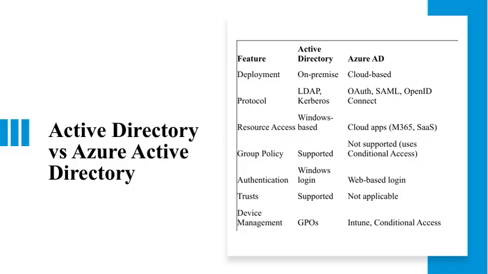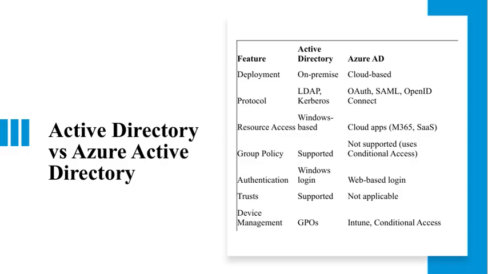In terms of resource access, Active Directory mainly manages Windows-based resources, such as file shares and printers. Azure AD, on the other hand, is designed to handle access to cloud applications like Microsoft 365 and various SaaS solutions. Regarding group policies, Active Directory supports group policy objects, which allow centralized management of user and device settings within a Windows environment. Azure AD doesn't support group policy directly, but uses conditional access policies to control access based on various conditions, enhancing security in cloud scenarios.